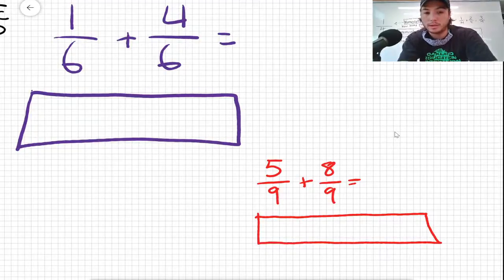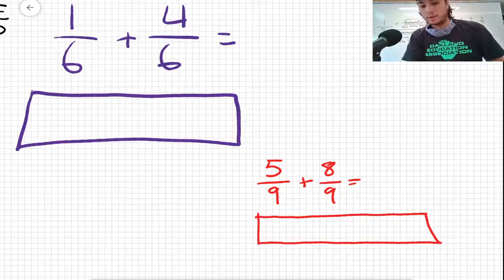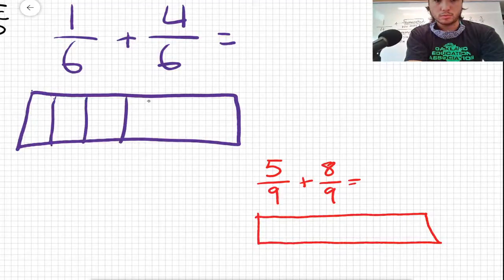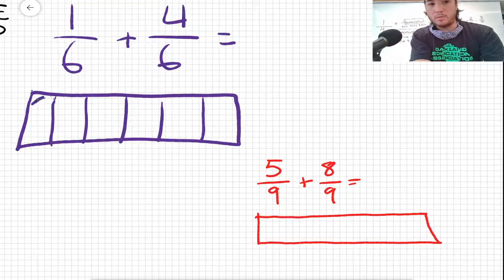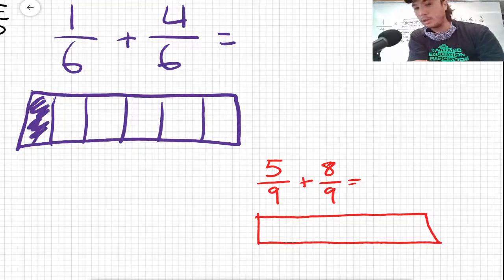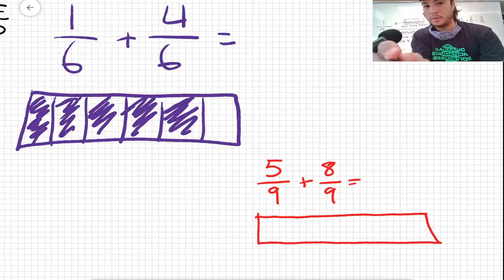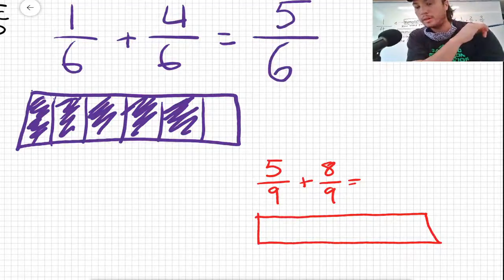Okay, let's take a look at this first one here. 1/6 plus 4/6. So we're going to divide this into 6 equal pieces. 1, 2, 3, 4, 5, 6. And then we've got 1/6 plus 1, 2, 3, 4/6. All right, for a total of 5/6. Remember, the size of our piece hasn't changed. The size of our piece stays the same, and that's our denominator.